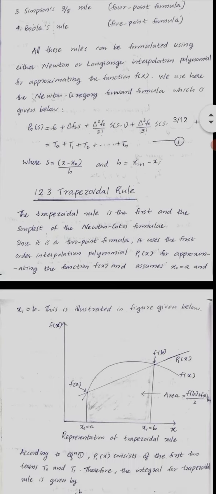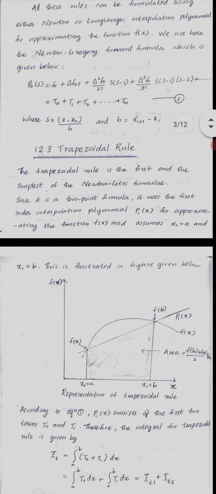The trapezoidal rule is the first and simplest of the Newton-Cotes formulas. Since it is a two-point formula, it uses the first-order interpolation polynomial p1 of x for approximating the function f of x and assumes x0 equal to a and x1 equal to b. This is illustrated in the figure given below.